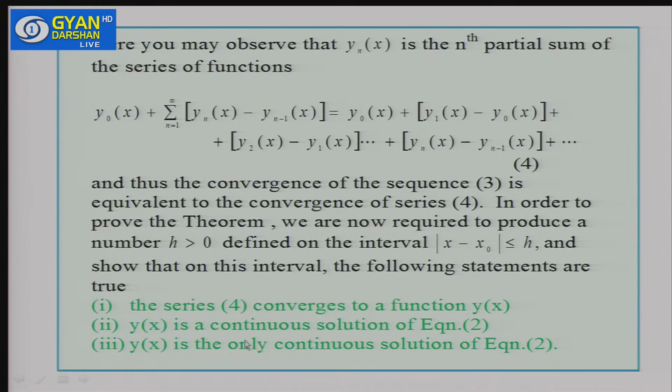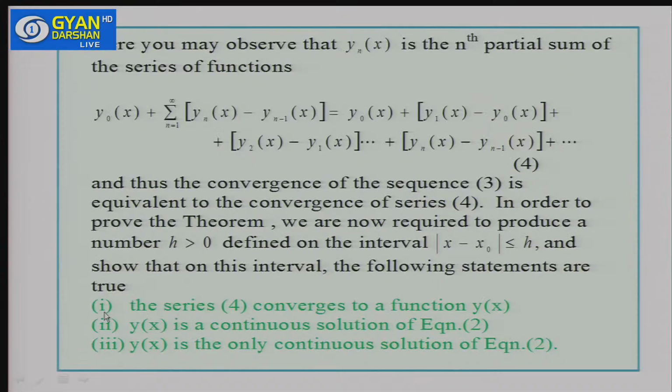So what are the 3 things we are going to prove? First, this series converges to a function y(x), and second, this function, where this series converges, is a continuous solution, and third, this is the only continuous solution. If we prove these 3, then our proof of the theorem is done. So ultimately the proof of this theorem is converted to these 3 things we have to show. First we show this is convergent, then we show that this limit is a solution of the given equation, and finally we show it is unique. Now let's prove these 3 things one by one.